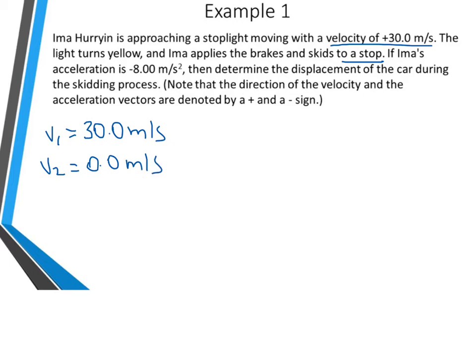If Ima's acceleration is, so we have our acceleration, we're not going to worry about the signs right now. The fact that that's negative is really just telling us that it's slowing down. It's not really going to come into play too much with our calculations. And we're being asked to determine our displacement. We are not given any time data. So what you want to do is go back and look at those equations and figure out which one doesn't have time in it. And that equation is this one here.